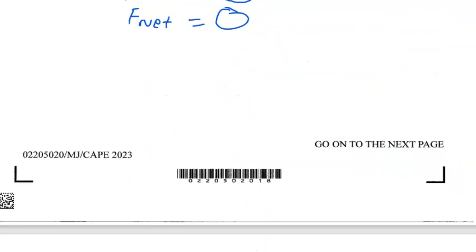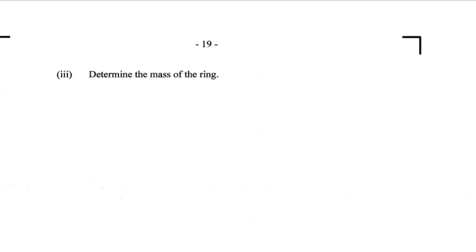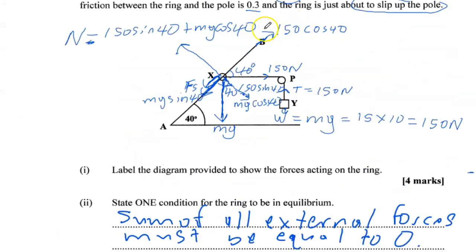Next, determine the mass of the ring. Now, we know that the net force is equal to 0. The net force, let's denote it by F subscript net, equal to 0. Let's find the net force. Let's find the forces in both directions now. So we're going to look at the forces which are acting parallel to the pole, attempting to go up. So we have, let me use going up for the positive and going down for the negative.